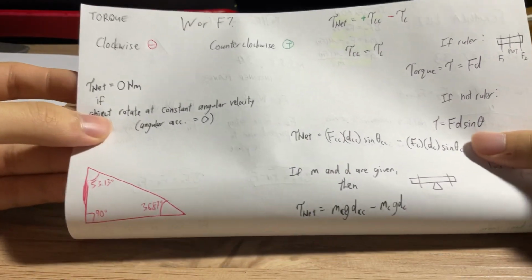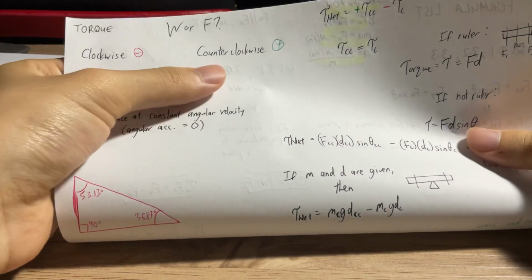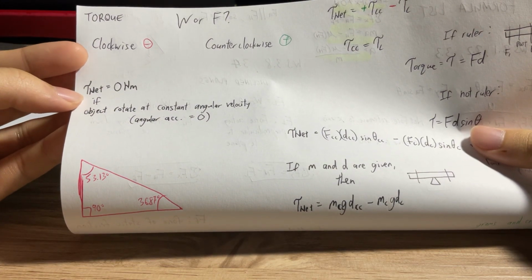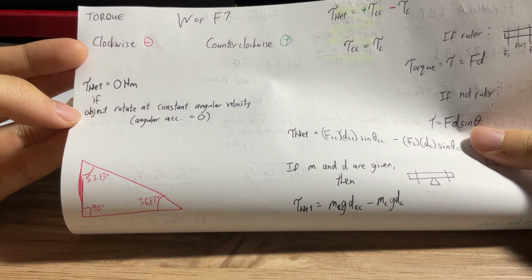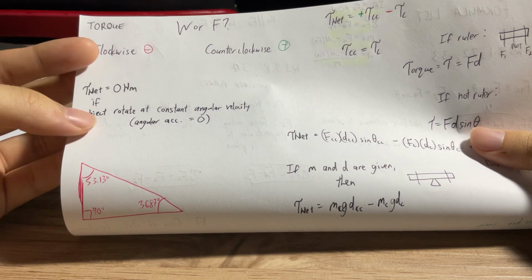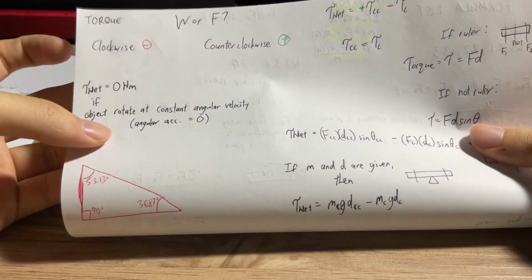So, I also mentioned this. Counterclockwise is positive, clockwise is negative. Net torque is 0 Newton meters if the object rotates at a constant angular velocity. In other words, the angular acceleration is equal to 0.